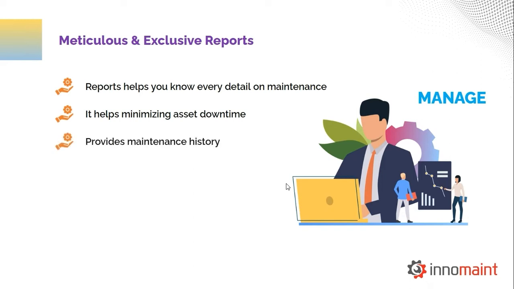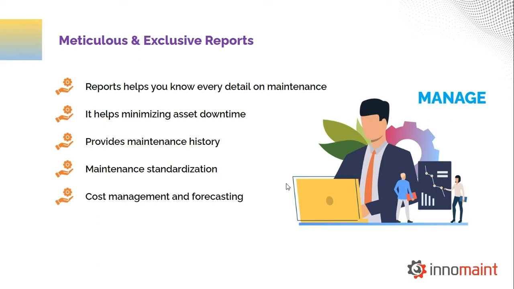It provides the maintenance history. So reports help you to provide the maintenance history. You can see the maintenance history or the history card by selecting the time period from date and to date. Next one is the maintenance standardization. In our Innomaint application, there are various types of reports which help you to set a maintenance standardization.